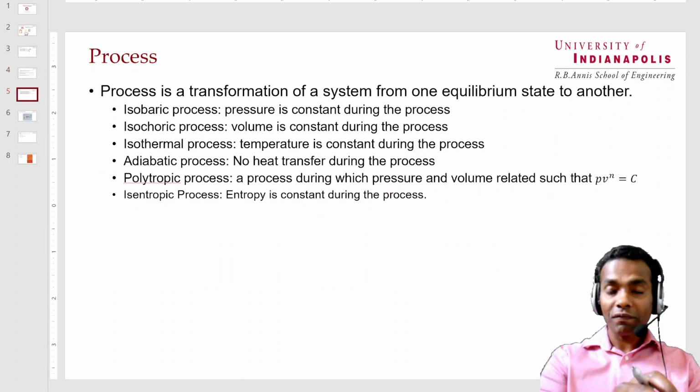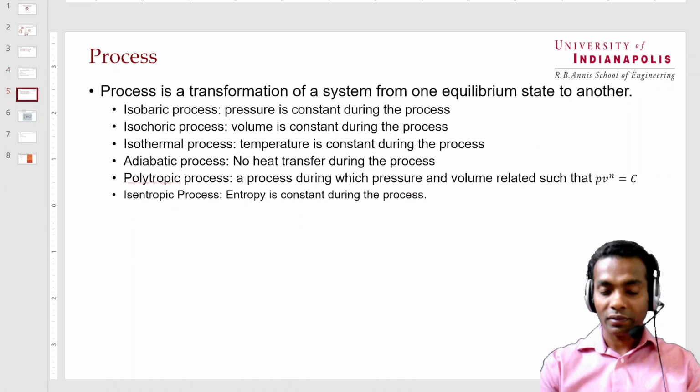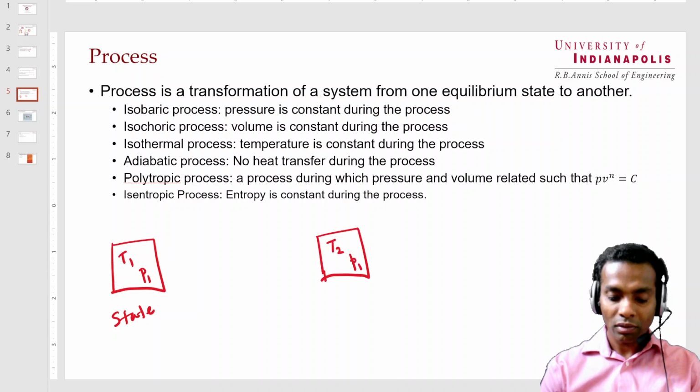Once you identify the system, and then you define the properties, and then we come into the state, and then we have the processes. Now what is a process? Now we define the system, and then state one: temperature is T1, pressure is P1. Now after some time, this system changes its temperature or pressure, or either one of them. Let's say state 1, and this is denoted by state 2.